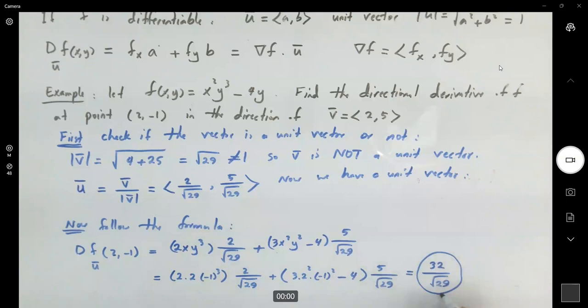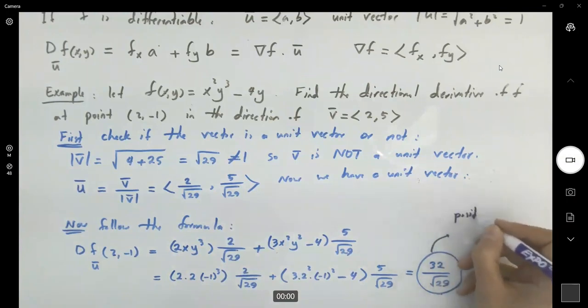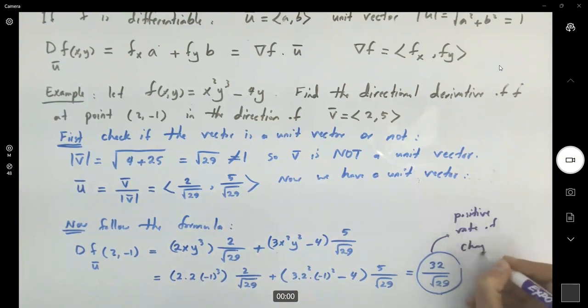So the rate of change of the function at this point in the direction of this unit vector is going to be a positive number. So we have a positive rate of change in that direction.